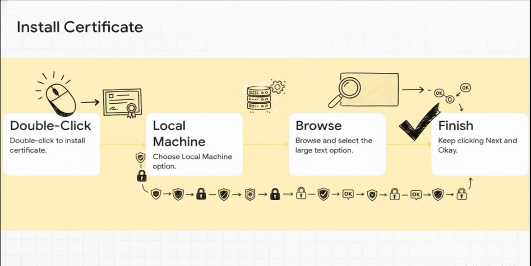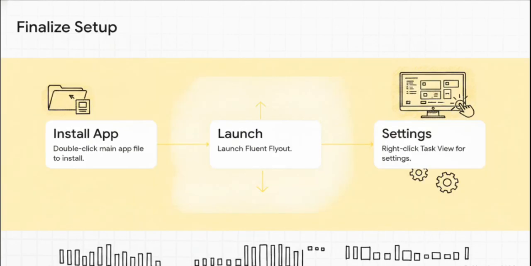This is perfectly safe and takes maybe 5 seconds. Double-click the certificate file, hit Open, then Install Certificate. When the prompt pops up, choose the Local Machine option. Next, click Browse, and you're going to select the large text option that appears in the window. After you select that, you literally just keep pressing Next and OK on whatever prompts remain until it finishes. That's it. Secure foundation laid. To wrap things up, just navigate back to the main folder and double-click the main app file to finally install Fluent Flyout. Once it's installed, launch it, and your incredible new home screen appears right there on your desktop.